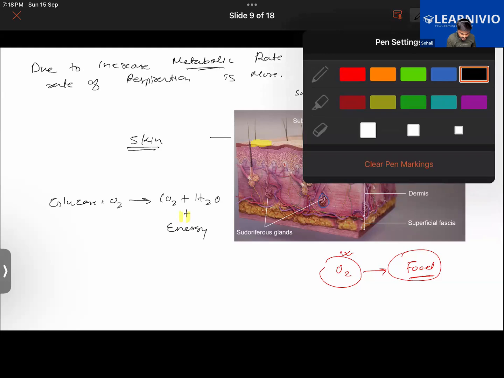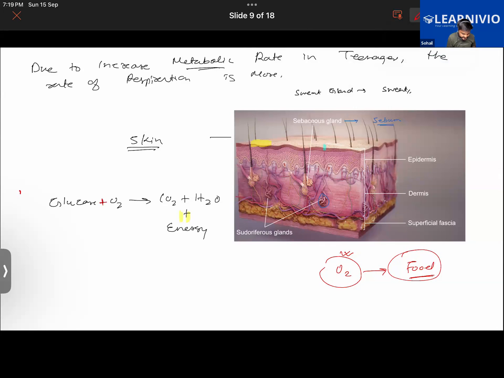So if the rate of this process is increased, thereby more water will be released. And how is water released in our body? There are two ways basically, one in the form of urine, another in the form of sweat. Now that is why the sweat gland will be producing more sweat. So now are you guys able to relate with this, like why there's increased sweating in the teenagers usually?